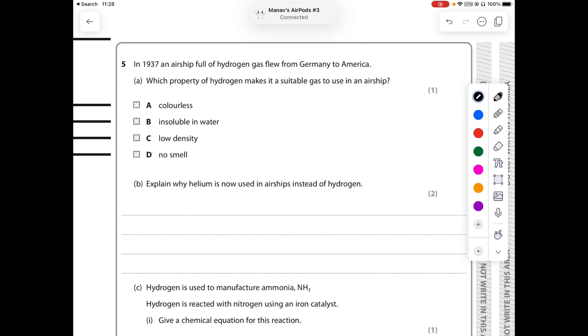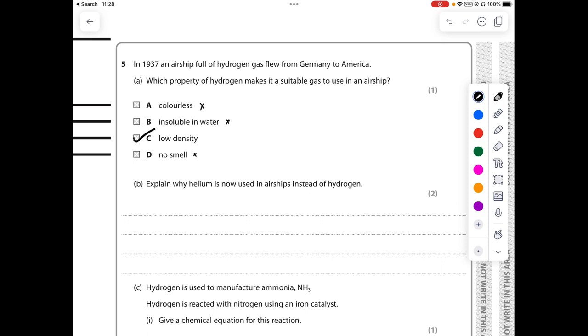Question number 4. In 1937, an airship full of hydrogen gas flew from Germany to America. Which property of hydrogen makes it a suitable gas to use in the airship? So it should have low density. Colorless will not affect at all, insoluble in water will not affect, and smell does not affect at all, whereas low density is the one that makes it useful. So the answer is: it should have low density.